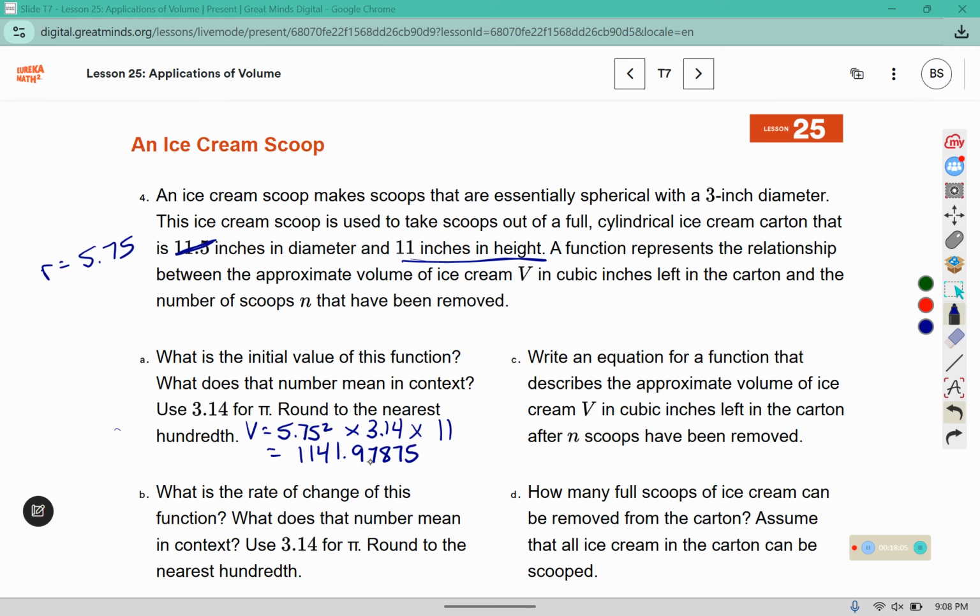We're rounding to the hundredth, so we're keeping 2 decimal spots. Since this one here is above a 5, we need to round up. So that is 1,141.98 inches cubed. That is the initial value, and we also need to state what it represents. That is the amount of ice cream in the carton.